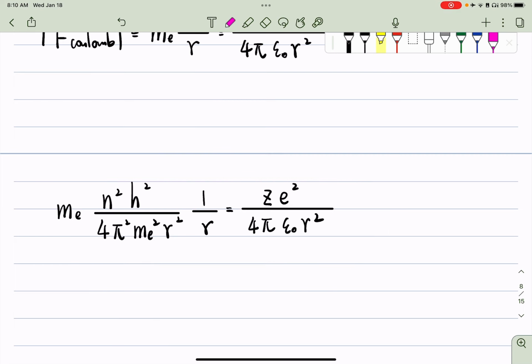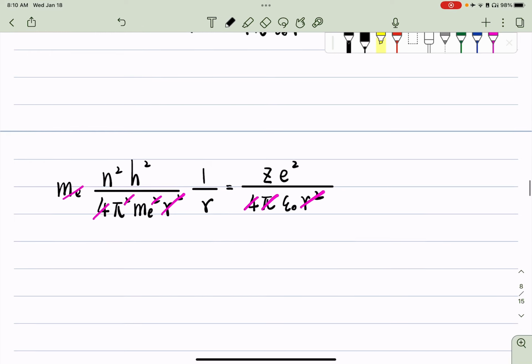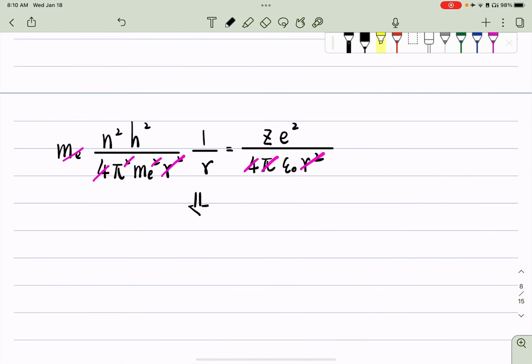And now we can cancel out some of the terms on both sides. This m_e is going to cancel out with one of the m_e on the bottom. The 4 cancels out on both sides. One of the pi cancels out. The r squared cancels out. So what we actually have after canceling out the terms is n squared h squared over pi m_e r, which equals Z e squared over epsilon naught.